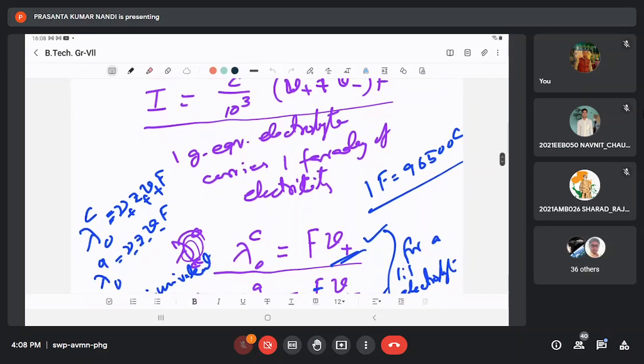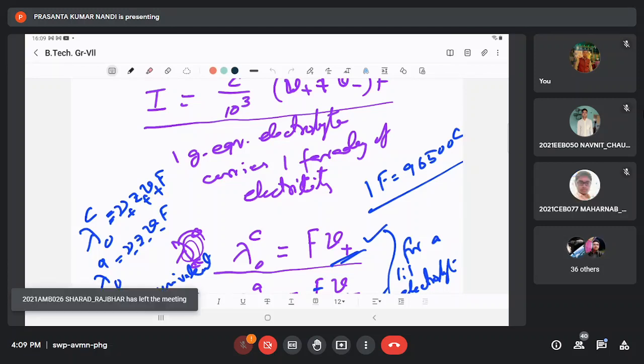Okay, and lambda 0 for cation, there is equivalent limiting value of the equivalent conductance due to cation is given by this expression, mu plus Z plus V plus F, and similar expression for the anion contribution, there is equivalent limiting value of the equivalent conductance given by mu minus Z minus V minus F.